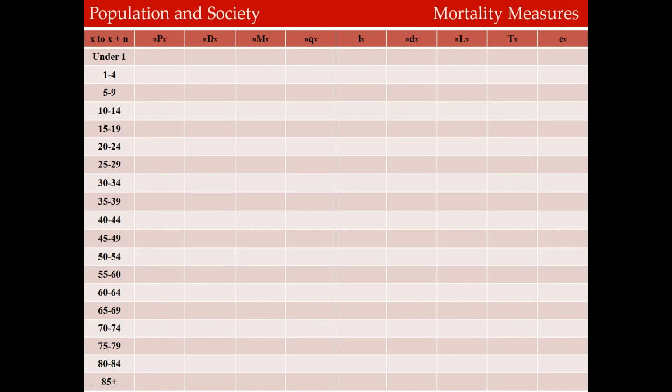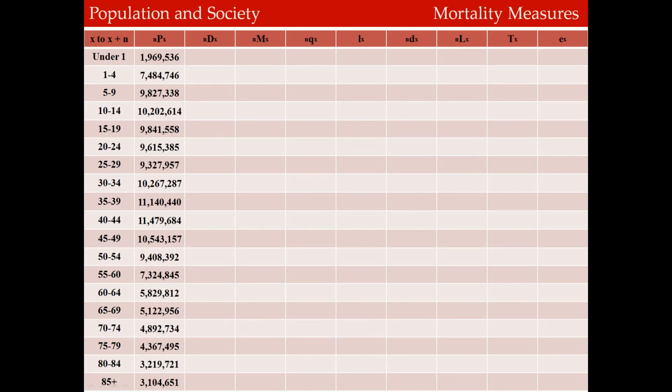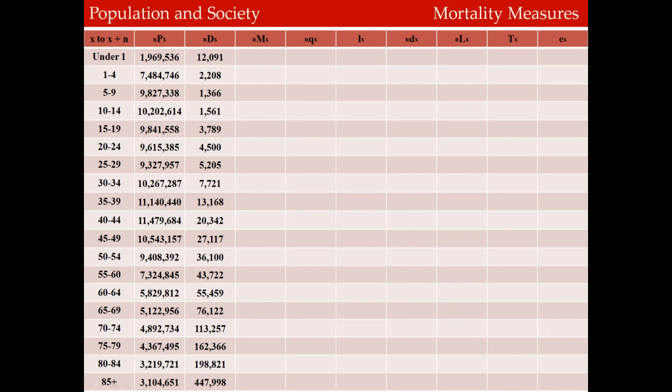Notice that, like when I calculated the age-specific death rate, I just started by listing out all of the age ranges. So we have age ranges from under 1, to 1 to 4, to 5 to 9, all the way to 85 plus. Now I'm going to show the mid-year population for each of these age intervals, just like I did for the age-specific death rate. And then next, I'm going to show the number of deaths occurring to women at each of these different age ranges.